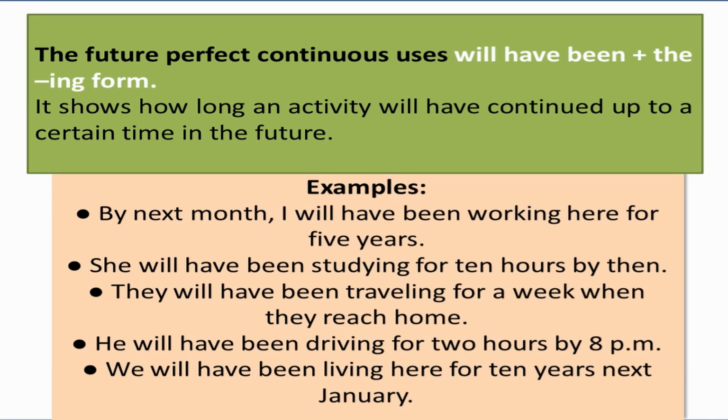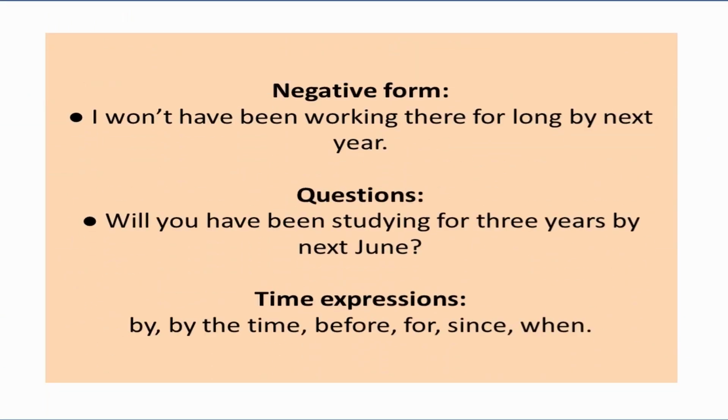They will have been traveling for a week when they reach home. He will have been driving for 2 hours by 8 p.m. We will have been living here for 10 years next January. Negative form. I won't have been working there for long by next year. Questions. Will you have been studying for 3 years by next June? Time expressions: by the time, before, for, since, and when.